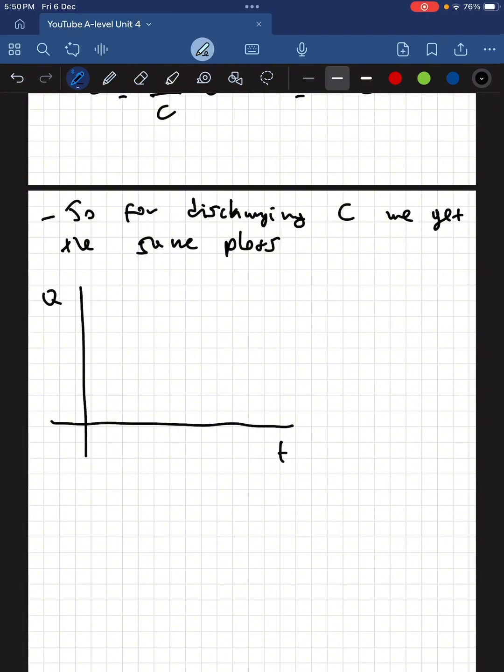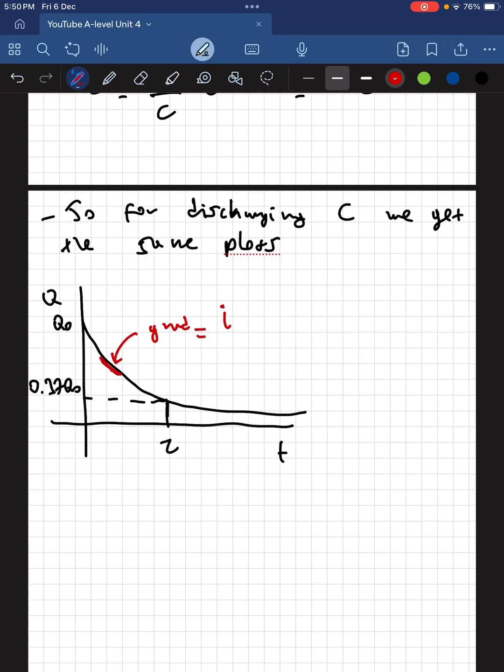So this is Q versus t. We start from Q naught and we drop exponentially to 0. At time equal to tau, which is the time constant, we get 0.37 Q naught. Now the gradient of this curve is again equal to current at that particular time, because the gradient is equal to dQ over dt, of course, okay? So the gradient of this curve gives you the current at a particular time.